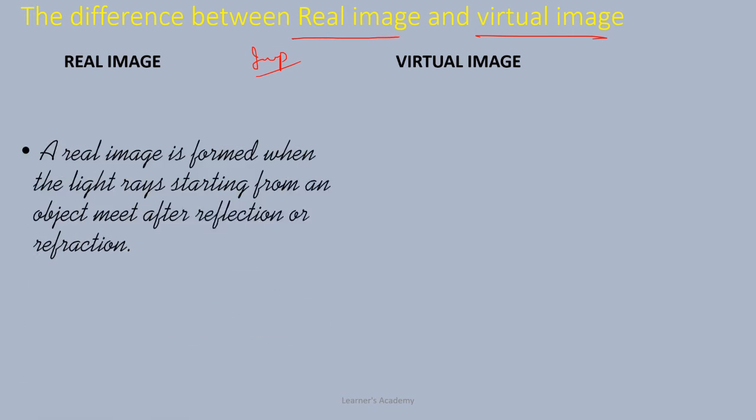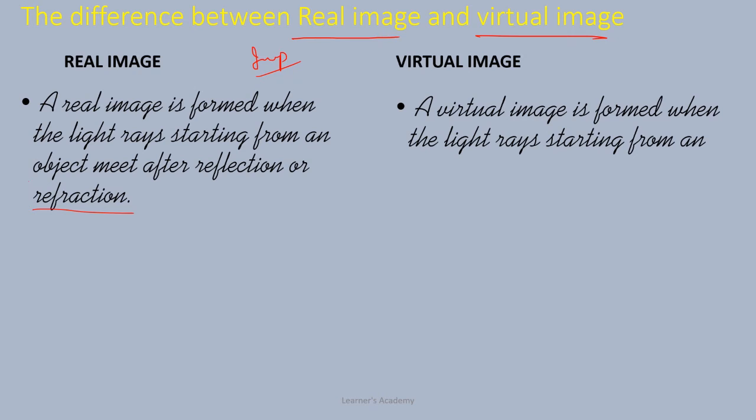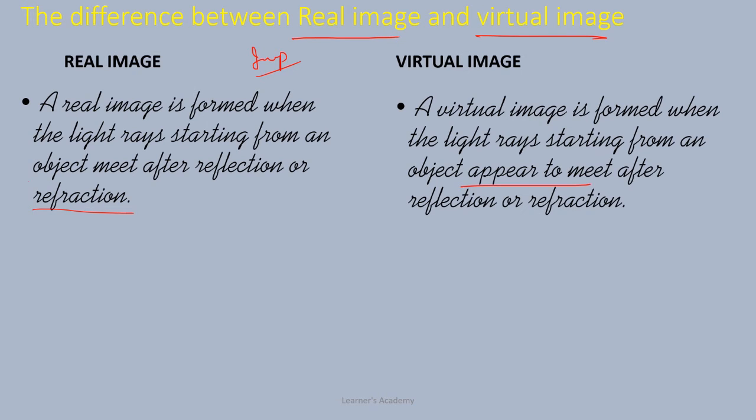Let us understand the difference between a real image and a virtual image. This is very important. Alright, now the first point of difference is that a real image is formed when the light rays starting from an object meet after reflection or refraction. They have to meet. On the other hand, a virtual image is formed when the light rays starting from an object appear to meet after reflection or refraction. They actually don't meet.